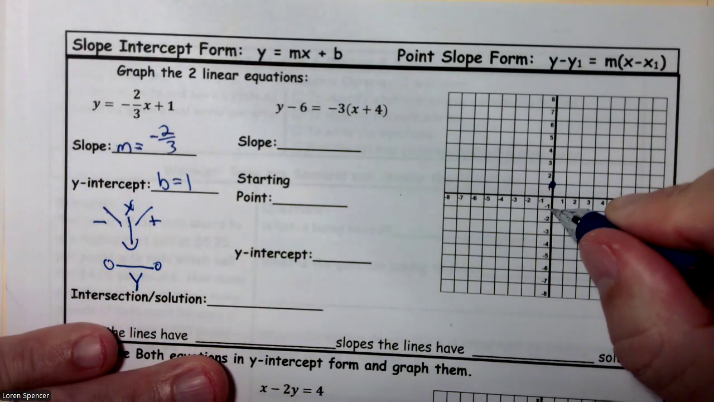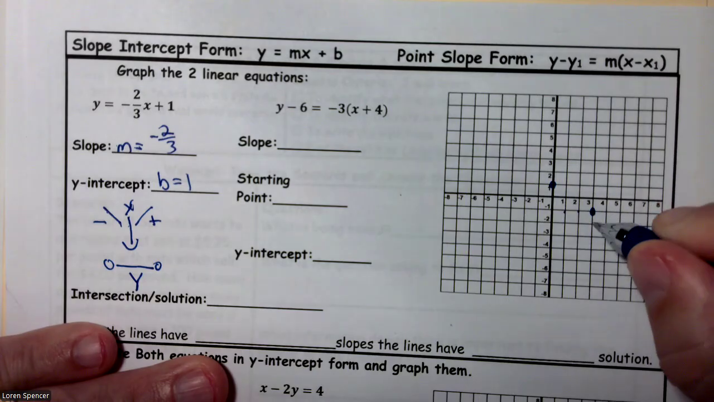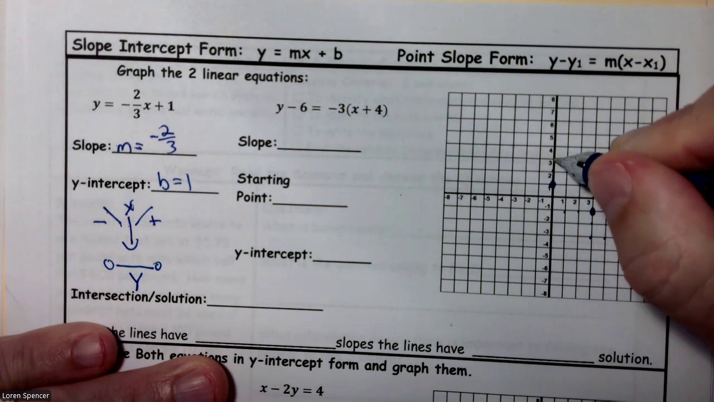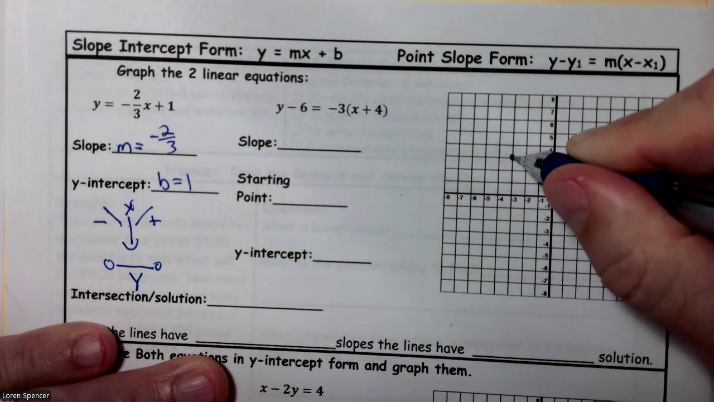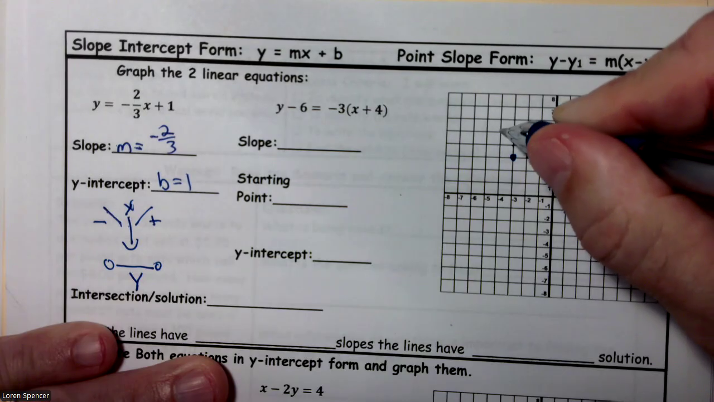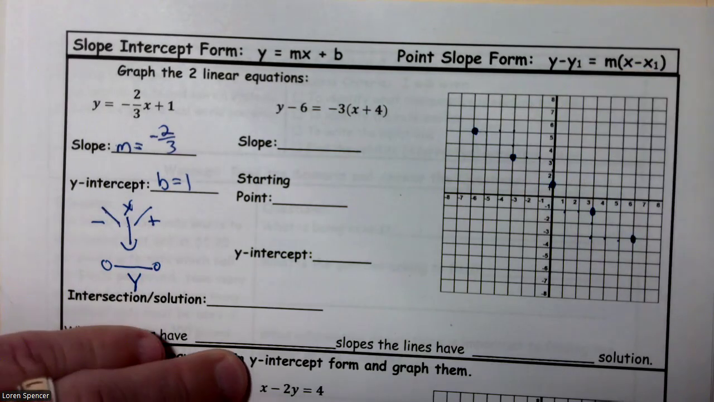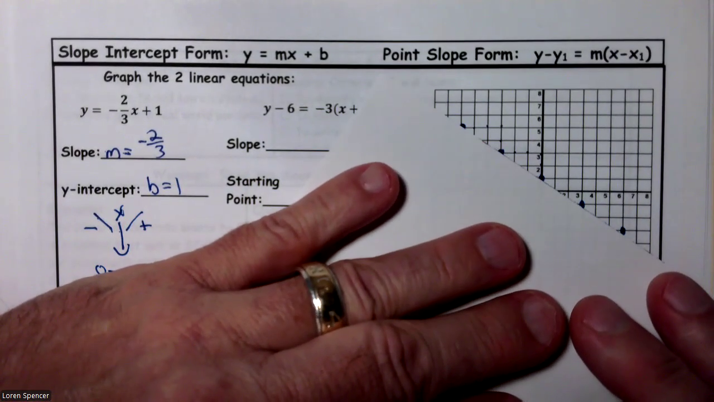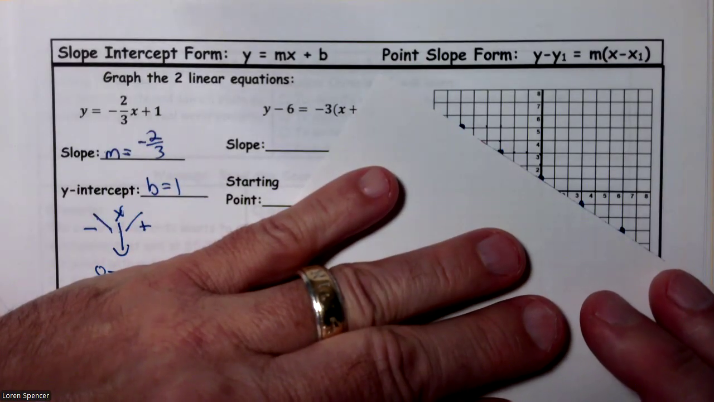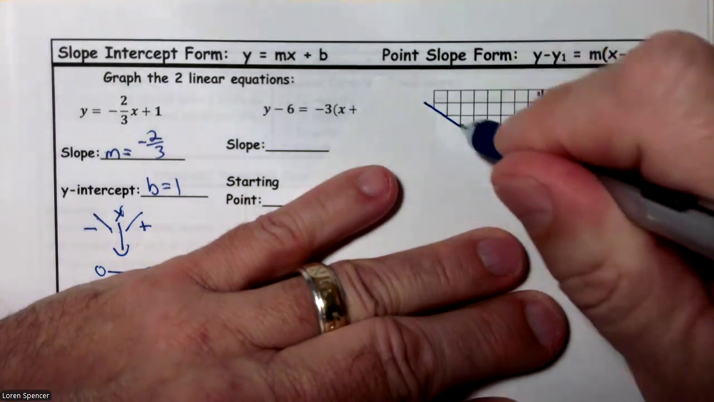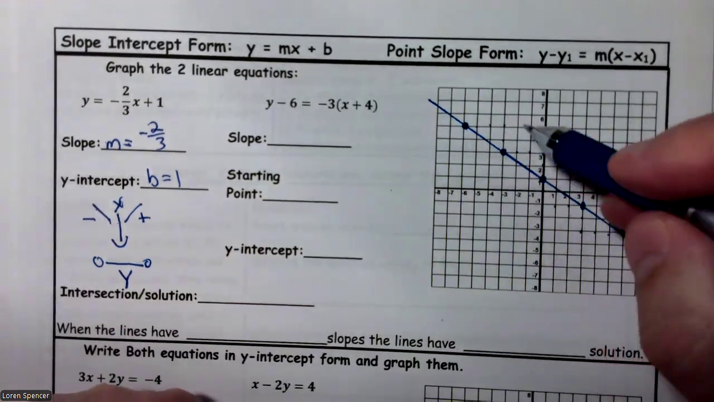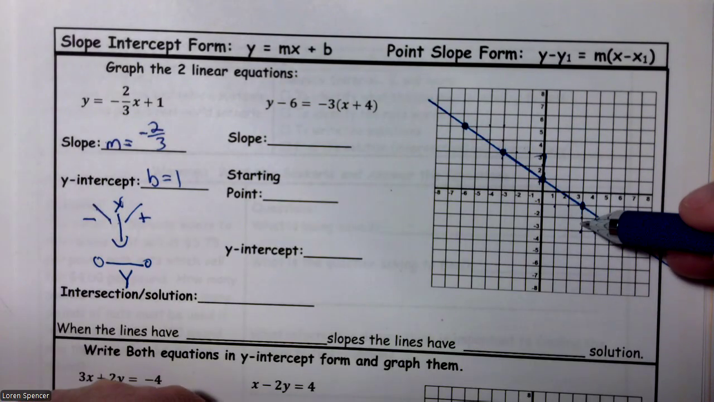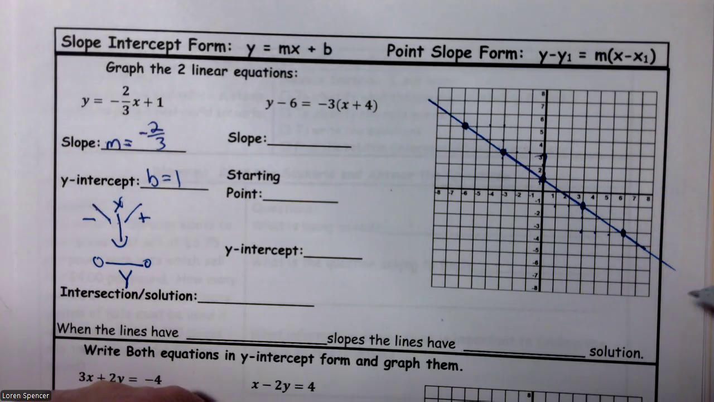So if I count down 1, 2, and over 1, 2, 3, and down 1, 2, and over 1, 2, 3, I can go up 1, 2, and over 1, 2, 3, up 1, 2, and over 1, 2, 3. And we can go ahead and connect those points. All right, please note, I went up 2 and over 3, up 2 over 3, down 2 over 3, but I went in the negative direction.